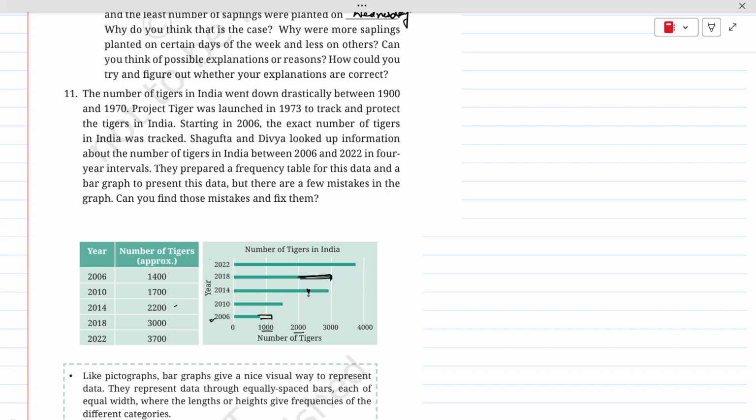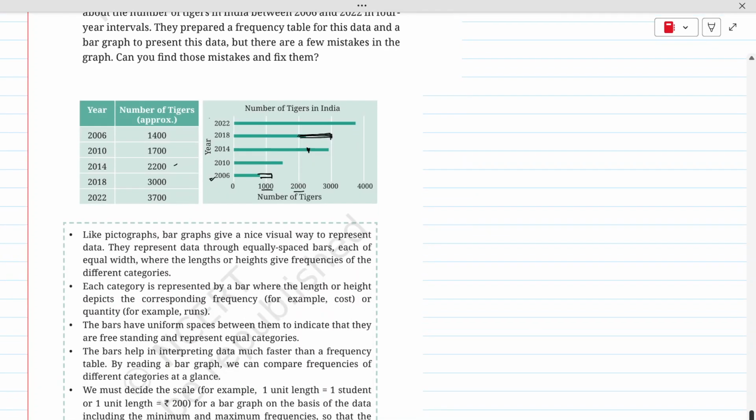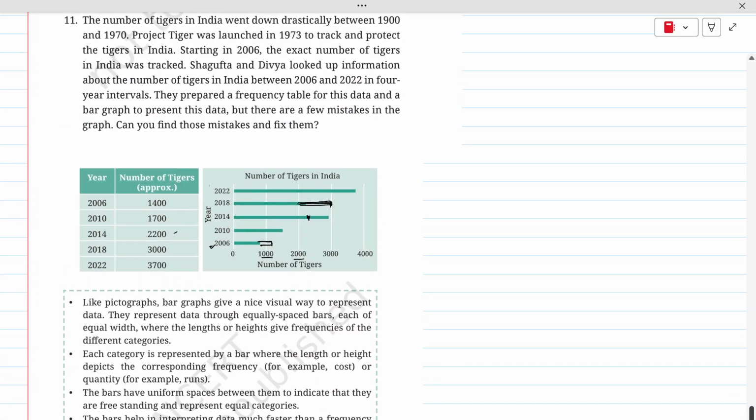In 2014, it should be less, so it should be till here only. And then 2010 is okay. 2006 also we have corrected. So this brings us to the end of this exercise 4.4, kids. And next what we have is 4.5. Okay.